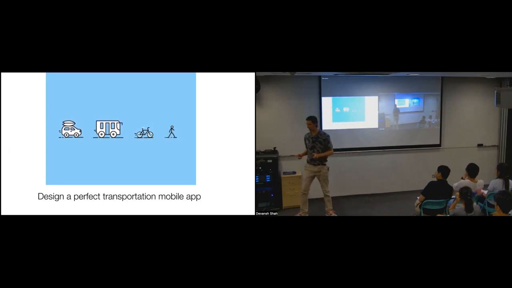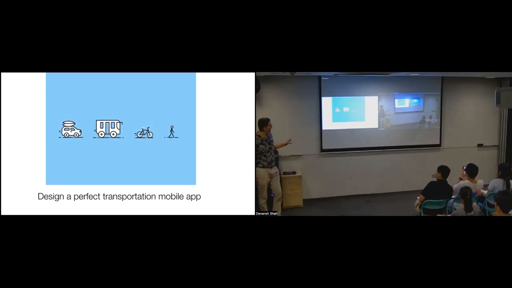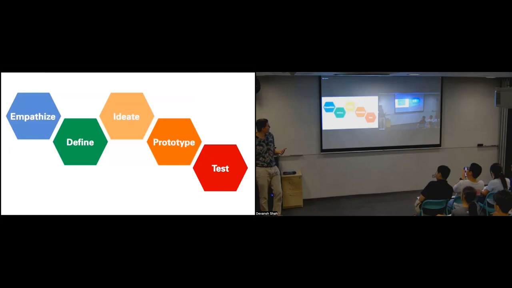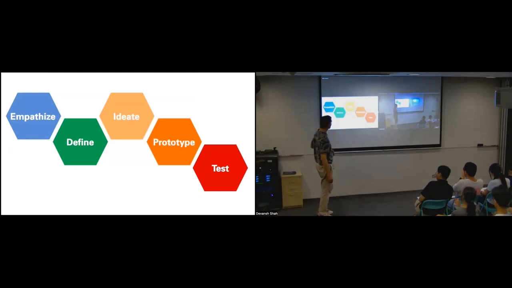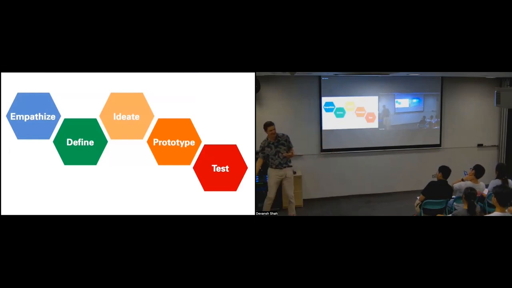So what we'll have to do now is try to do the same thing, but in a bit more rigorous, systematic way. And we'll try to use the system of ideation, which, as I mentioned, consists of these five things. We'll start with empathy. What is empathy really?